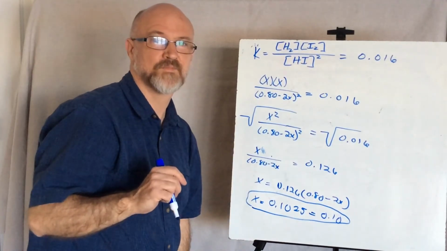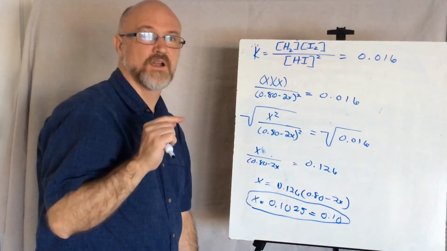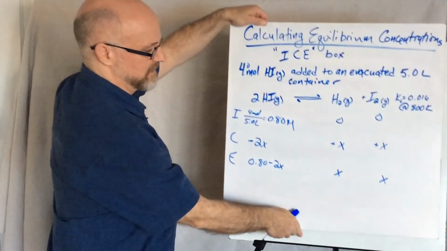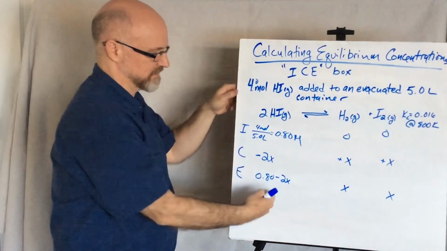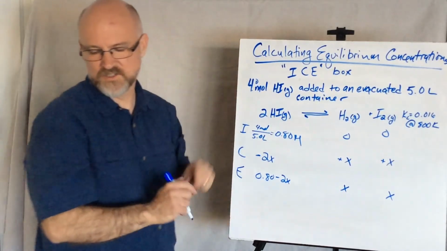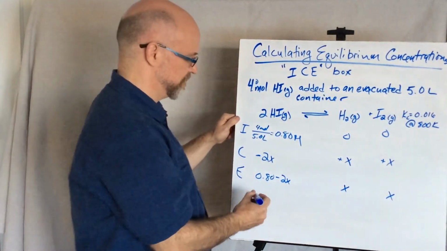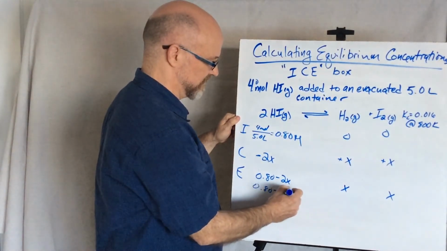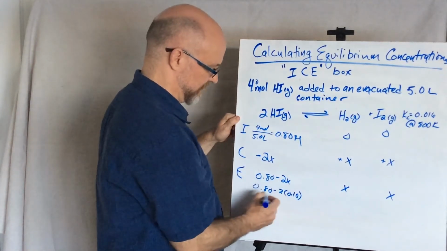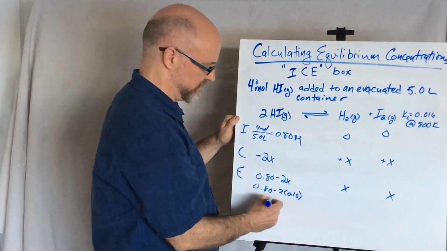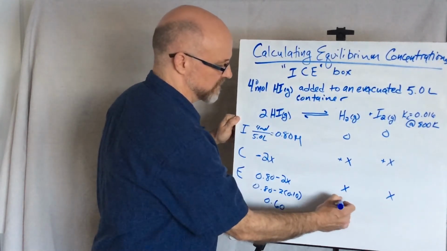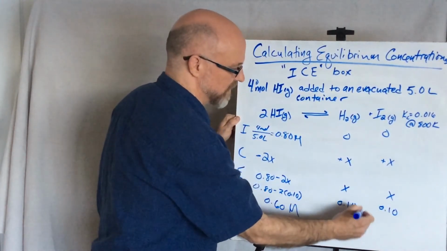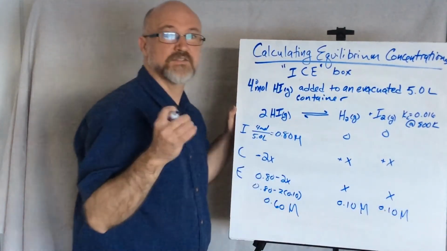I'm not done. If a problem asks for what the equilibrium concentrations are, I have to take x and come back to my ice box and plug it in. So, in plugging it in, this turns into 0.6, and these are 0.10 and 0.10. Remember, these are all concentrations, not individual moles.